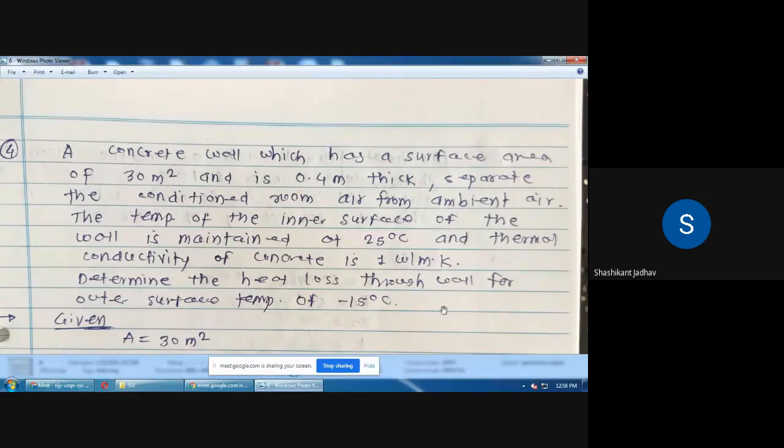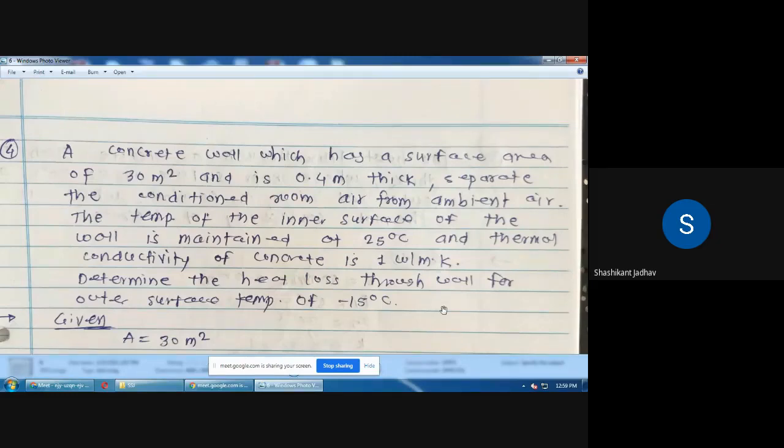The temperature of the inner surface of the wall is maintained at 25 degrees Celsius, and the thermal conductivity of concrete is 1 watt per meter Kelvin.